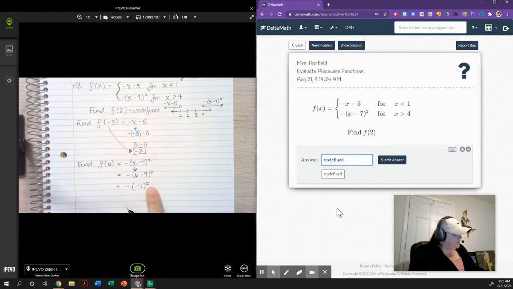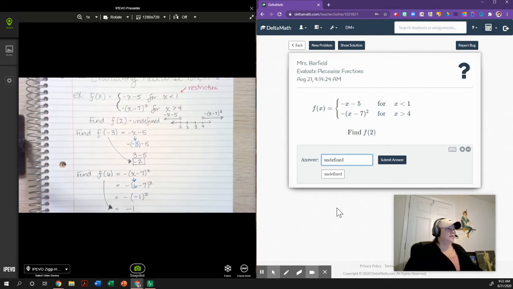All right, negative 1 squared, remember that's negative 1 times negative 1, which is 1. Bring down the negative sign. So that negative 1 times negative 1 became positive 1, and then that negative sign, that's why it's back to negative 1. So f of 6 would be negative 1.